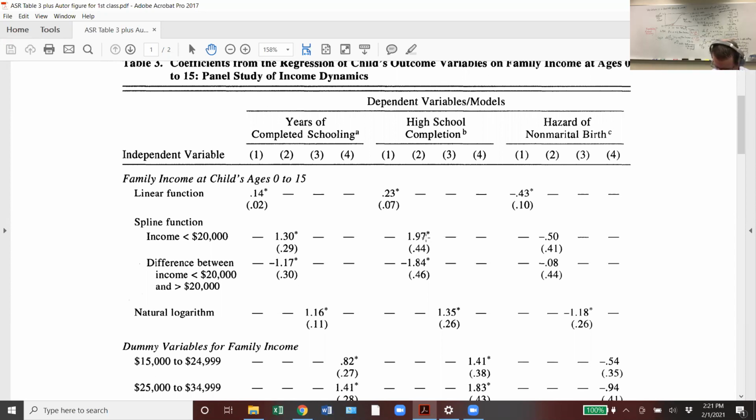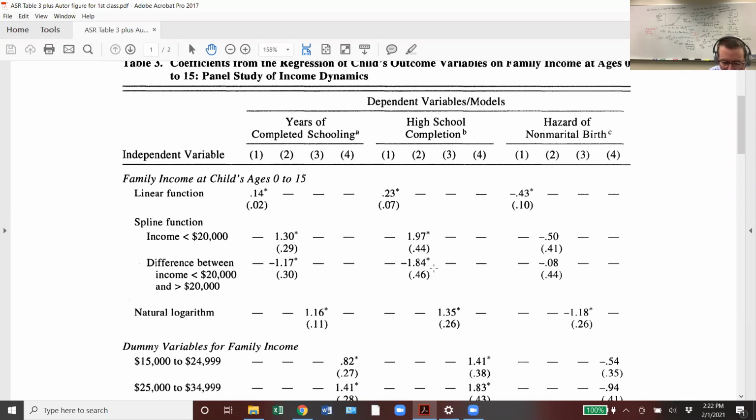So 1.97, e to the x, 7.17. So we have a 7-fold increase. If we're looking at this 1.97, a 7-fold increase, not a 26% increase, a 700% increase in the odds of graduating high school with an additional $10,000 at low income.